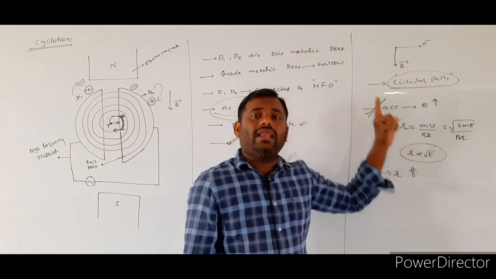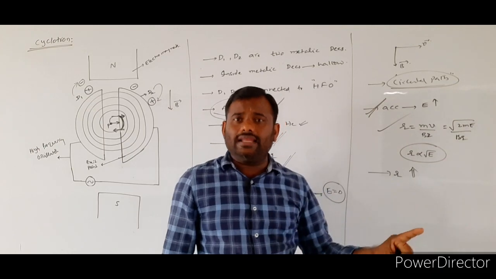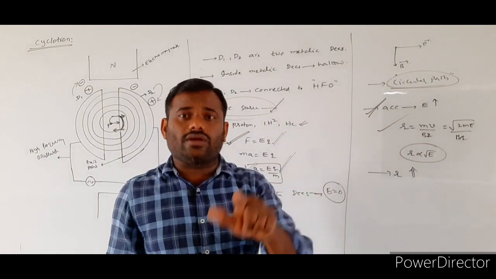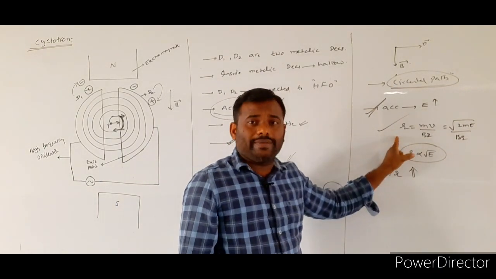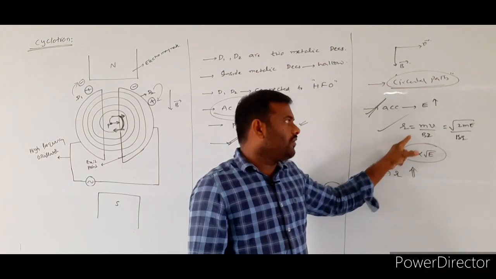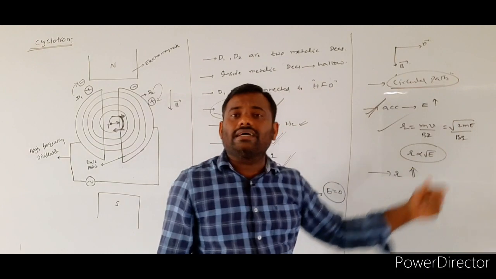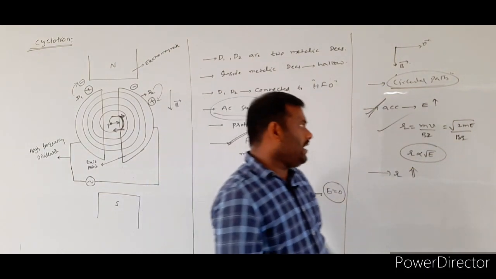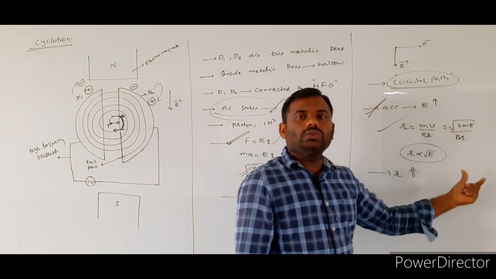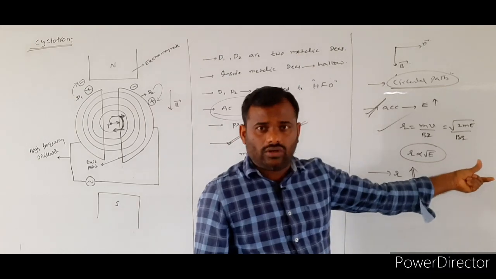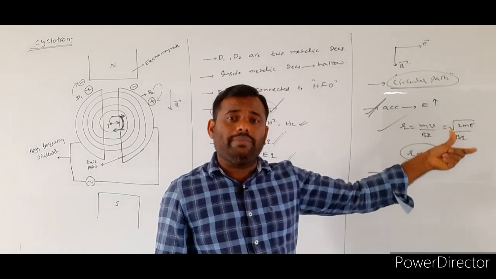First one is the radius of the charged particle while it is revolving in the circular path. What is the radius of the charged particle here? Radius r is equal to mv by qB. In terms of the energy, r is equal to under root of 2mK by qB. r is equal to what? Under root of 2mK by qB.